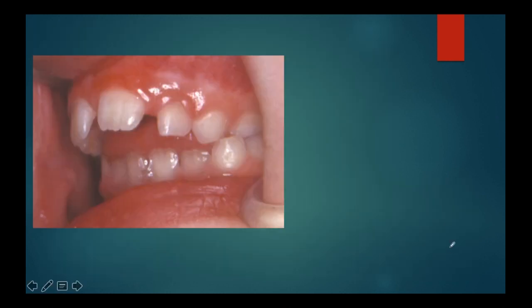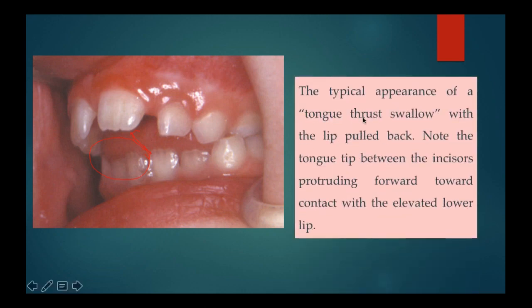The question asked from this picture is what disease or condition is being shown here. It's a classical presentation of that condition. Let's see what we can see here. The tongue is contracting the anterior segment. The anterior segment is much ahead of the tongue. The overbite is increased. Overbite and overjet are increased. So this is a classical presentation of a tongue thrust swallow.